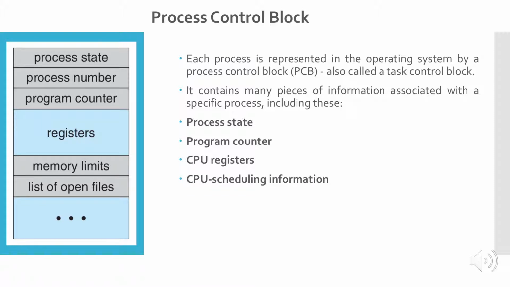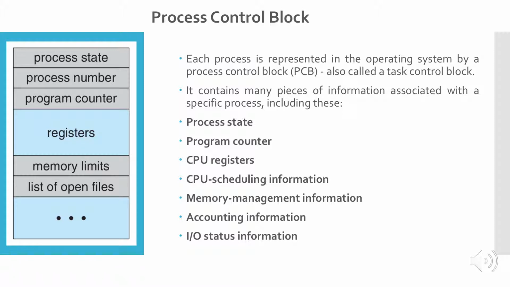CPU scheduling information. This information includes a process priority, pointers to scheduling queues, and any other scheduling parameters. Memory management information. This information may include the value of the base and limit registers and the page table or the segment table, depending on the memory system used by the operating system. Accounting information. The information includes the amount of CPU and real time used, time limits, account numbers, job or process numbers, and so on. IO status information. This information includes the list of IO devices allocated to the process, a list of open files, and so on.